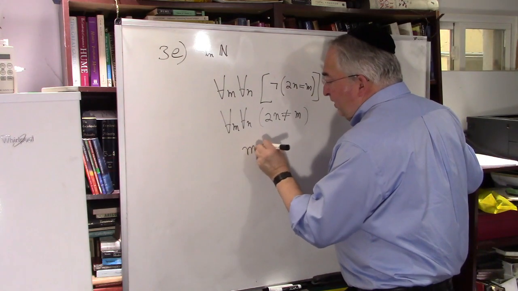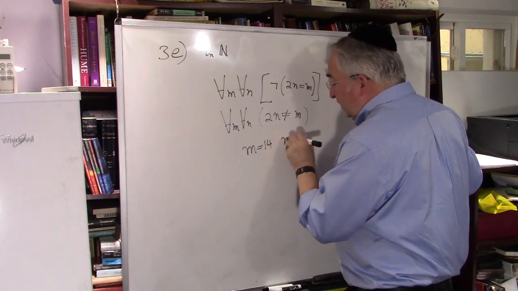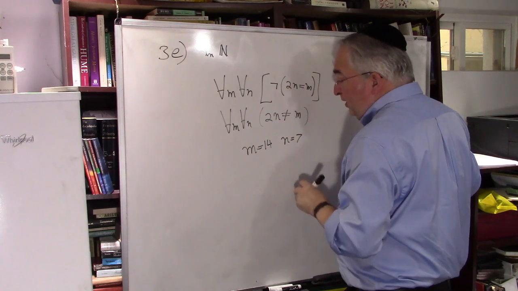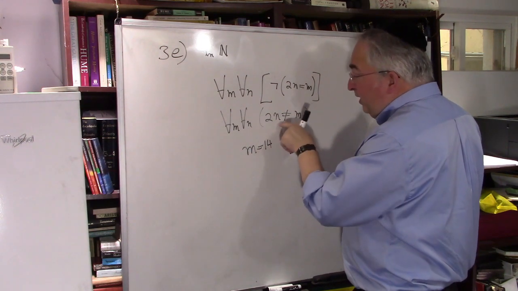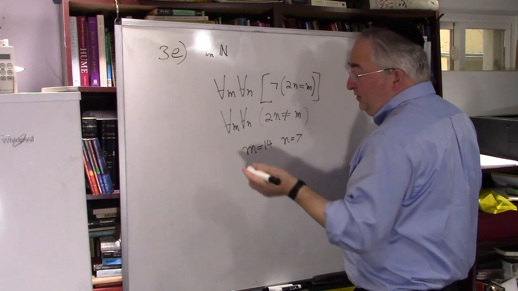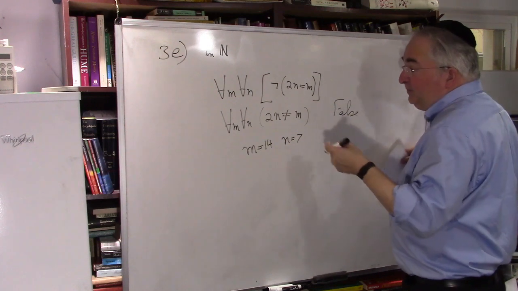Let's say m is equal to, I don't know, 14. n is equal to 7. 2 times 7 is equal to 14. So don't tell me they're never equal. Sometimes they are. So it's false. Obviously, sometimes they are true.